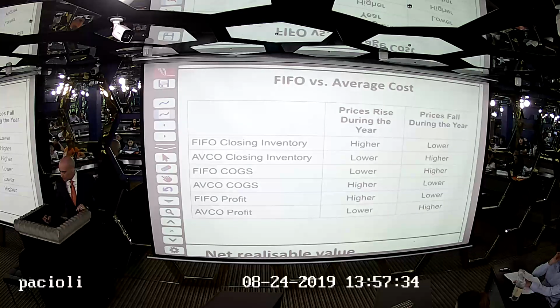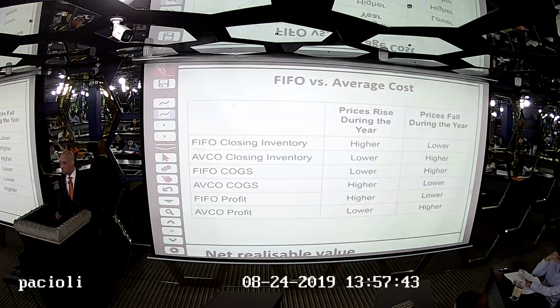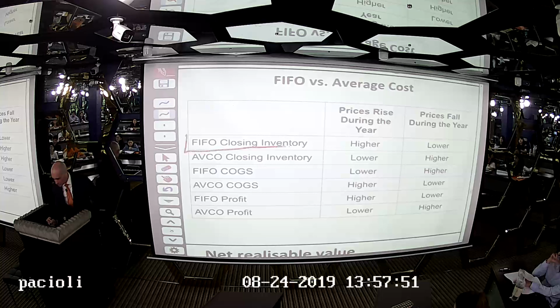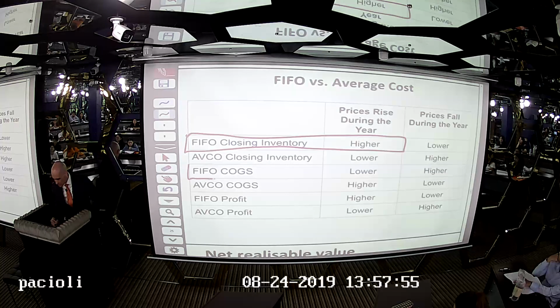If you can't remember all of these, that's okay. Just remember prices rising, and you know that prices going down will be the opposite. And even then, you know average cost is always the opposite of FIFO, so as long as you can remember FIFO for prices rising, then you'll be okay.